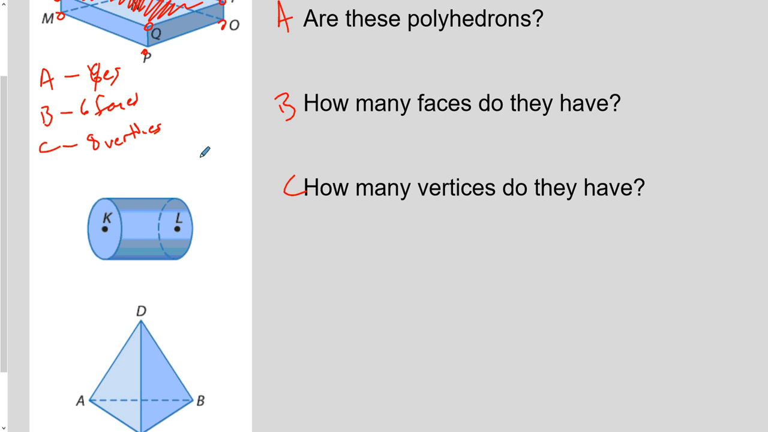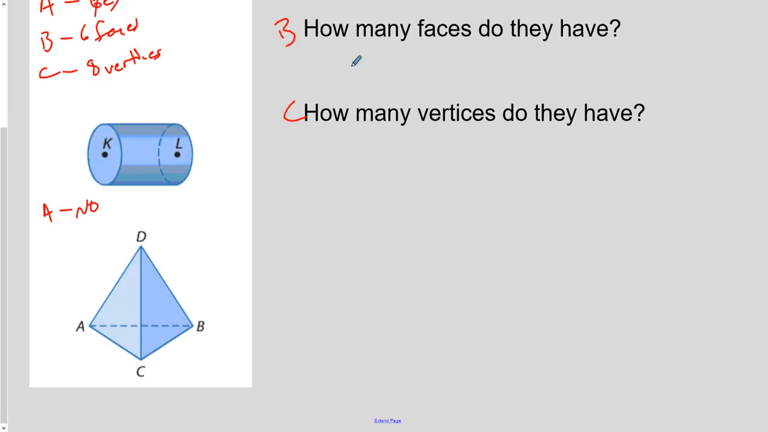All right, the second one. Is it a polyhedron? No. It has curved surfaces. It's still a solid, and we can still know a lot about it. It still has a lot of interesting features. We're still going to do calculations and use formulas based on a cylinder, but it is not a polyhedron. And then finally, is this a polyhedron?